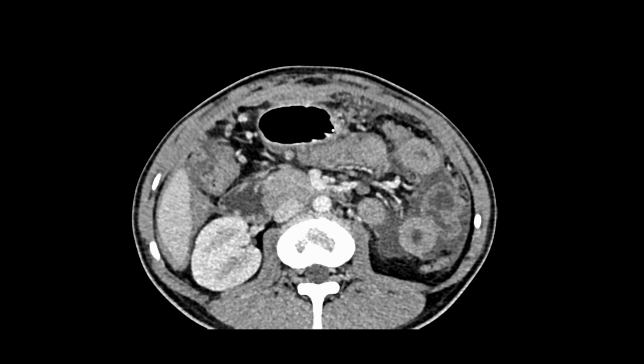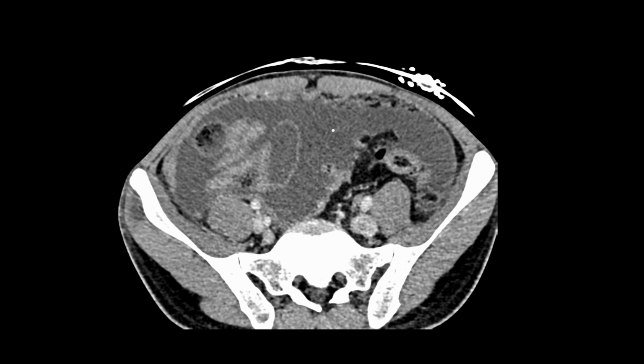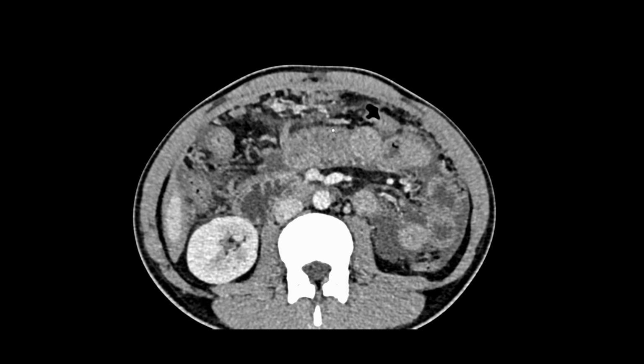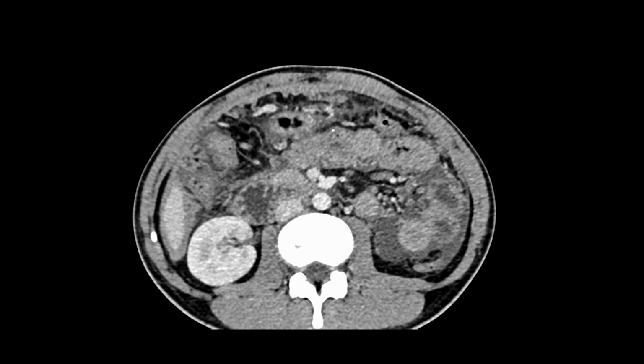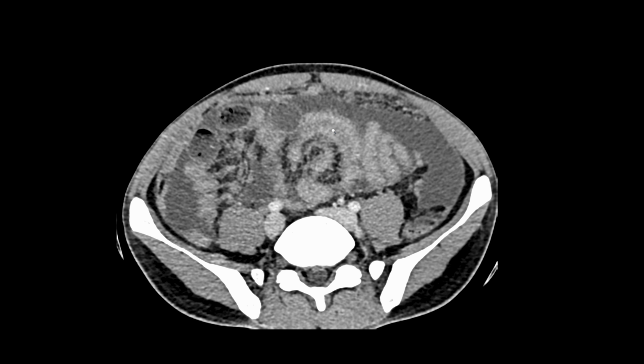Omental nodularity, omental fat stranding, mild peritoneal thickening, mild ascites, and presence of associated empyema with sub-centimeter lymph nodes in the mesentery. So all these are highly suggestive of tuberculosis in this patient. The next step would be aspiration of this ascitic fluid and sending it to analyze for the TB bacilli as well as the TB NAT test.